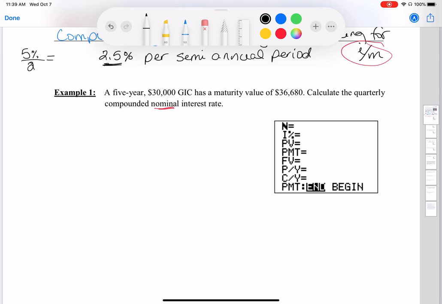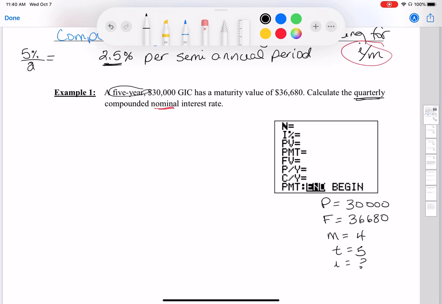All right, so what do we know? We know that we have a present value of $30,000. And we know that we have a maturity value, which is future value, of $36,680. We know that this is a quarterly compounded interest rate, so that means that m is equal to 4. And we have a time of 5 years because that's the investment period. All right, and we are looking for I.